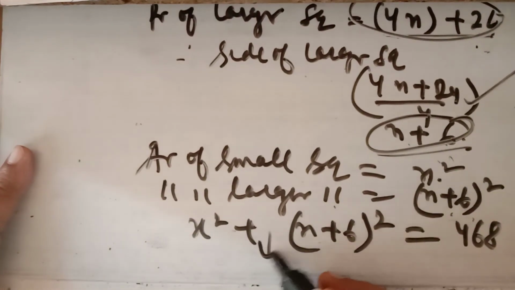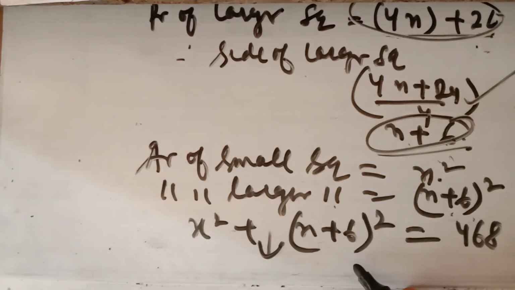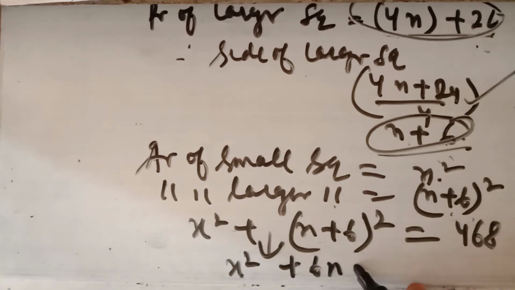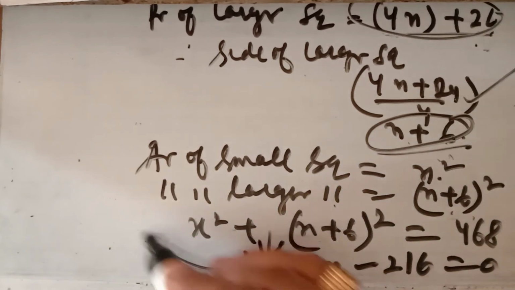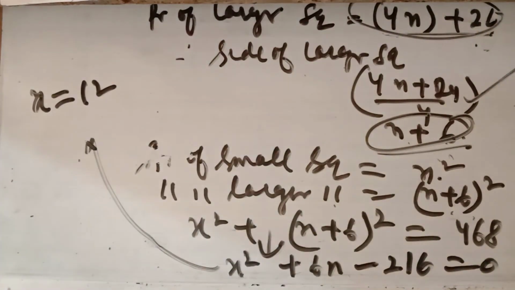And when you square and add it, you'll get the quadratic equation as x square plus 6x minus 216 equal to 0. Now you solve this equation by any method, and you'll get the value of x as 12, so the side of the small square will be 12, and the side of the larger square will be 12 plus 6, that is 18 meters. So this is the method to solve the quadratic equation. You can use any method, take your own time and solve it.